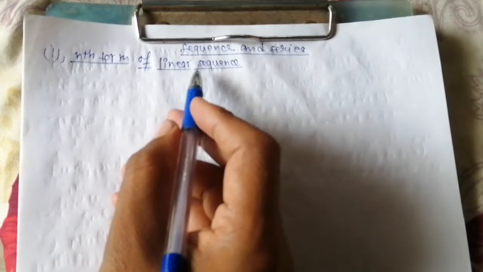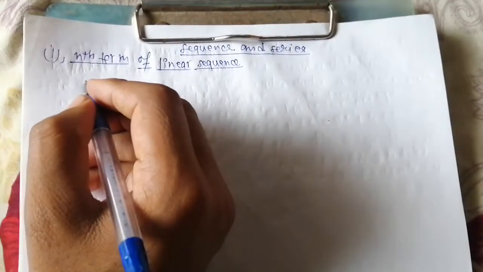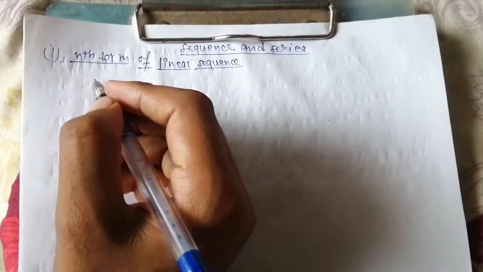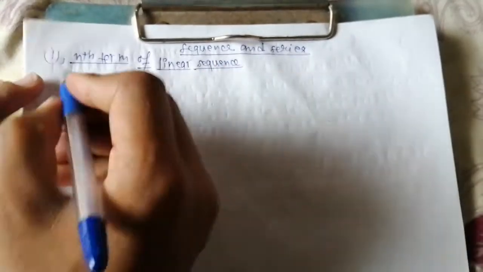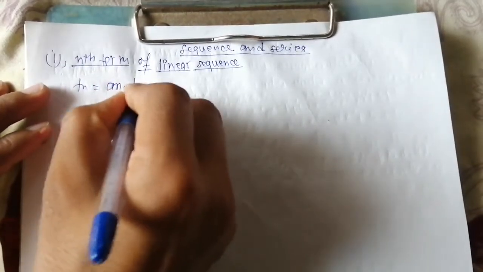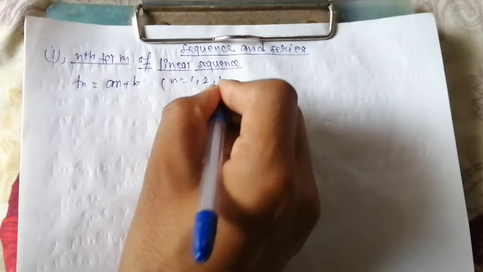Now, the nth term of a linear sequence. If the nth term of a sequence behaves like a polynomial, then what will happen? First of all, for a linear sequence, let Tn be given by an plus b, where n is equal to 1, 2, 3, and so on.